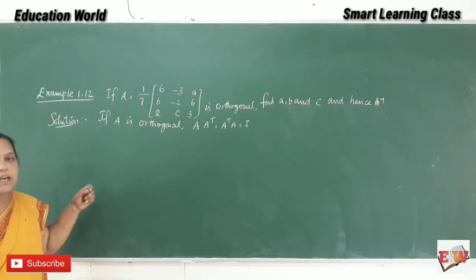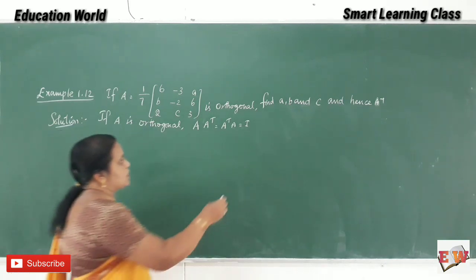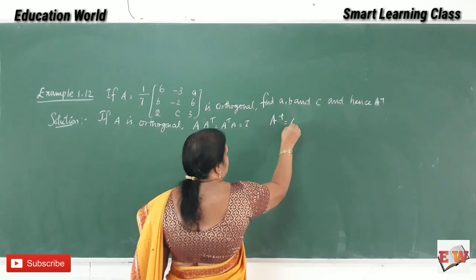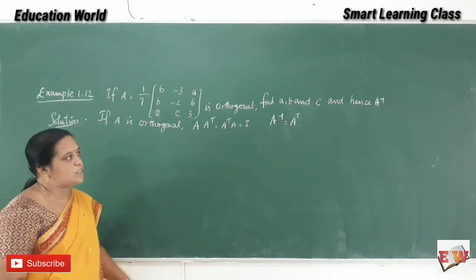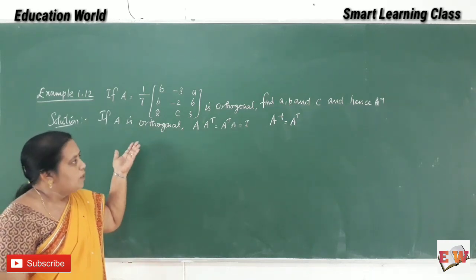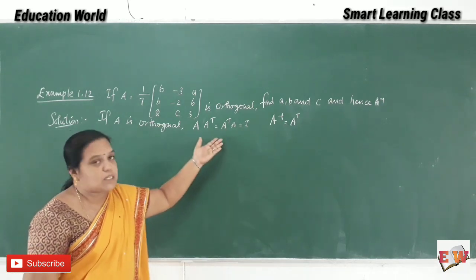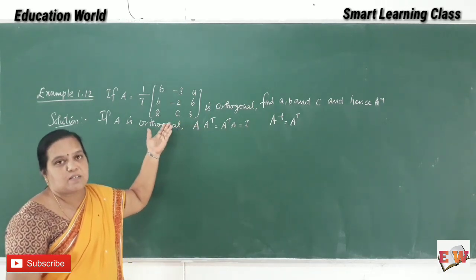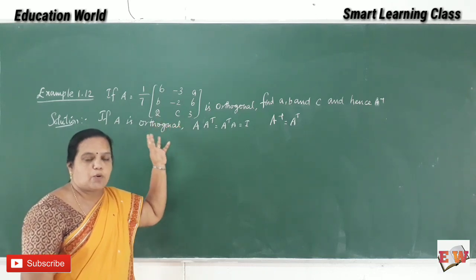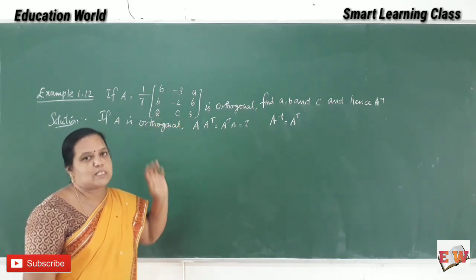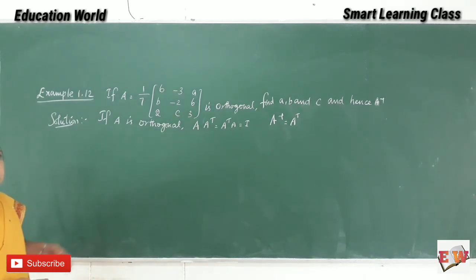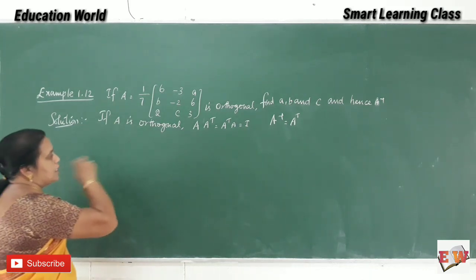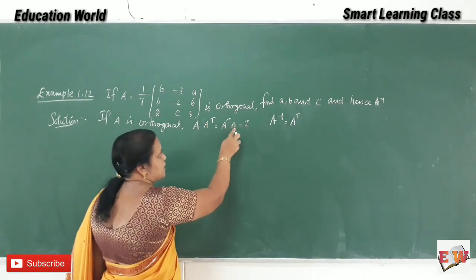From that result we can find the value of A inverse. One more result we know: if the given matrix is orthogonal, A inverse is equal to A transpose. We have to prove this and find the value of A, B and C. If you interchange rows into columns and columns into rows, that is the A inverse. No need to find the A inverse by using the usual formula. Here they have given the condition A inverse is equal to A transpose. If A is orthogonal, A transpose A is equal to I.